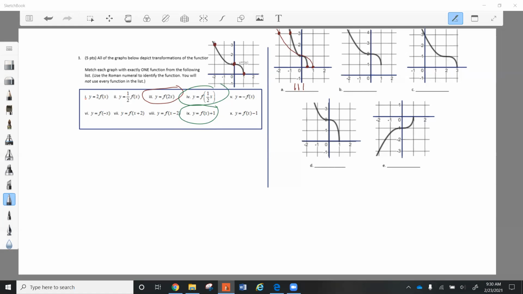So for B, take a look at the key points. Key point, key point, key point. Those look very similar to the key points from the original graph over here. Remember, we have the original on the left over here. So very similar, except they're shifted, aren't they? It's moved up in the y direction. Yes, correct. So it's shifted up by 1.